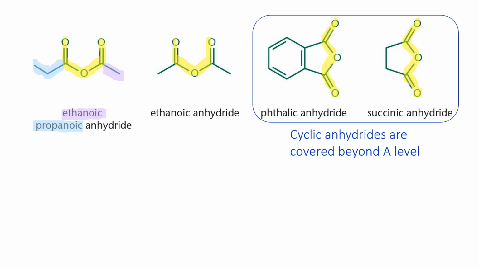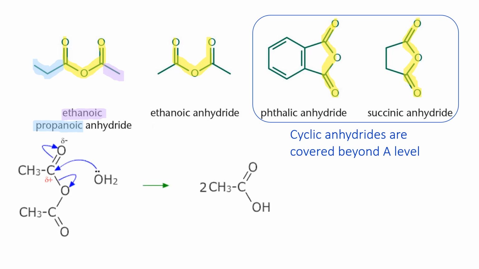So normally cyclic anhydrides are looked at in courses beyond A level, so I'm not going to focus on them, and quite often the mechanism isn't actually in the specification as well. But I'm going to have a quick look at it anyway, just in case you're watching and you're doing AQA or another specification where it might be present. I'm doing it from an OCR Chemistry A specific viewpoint.